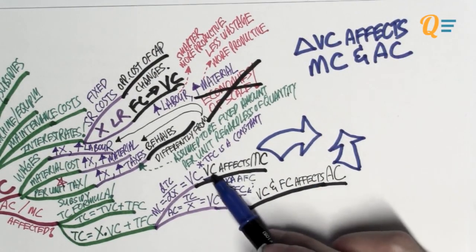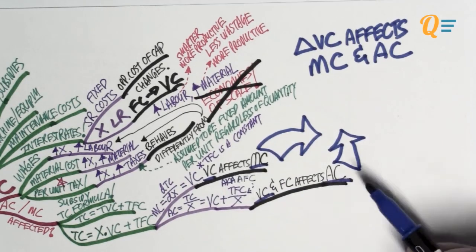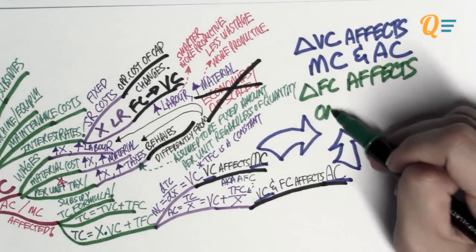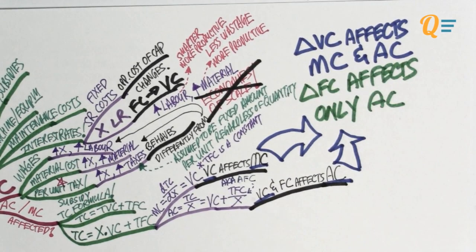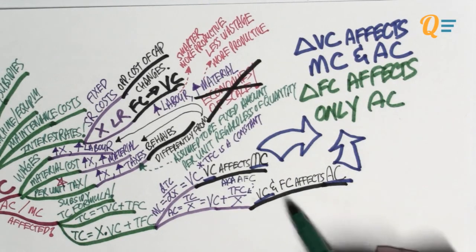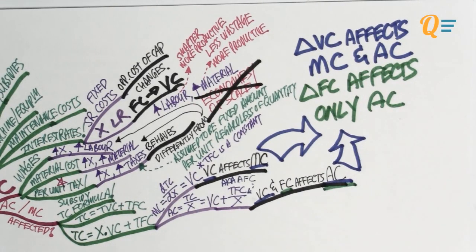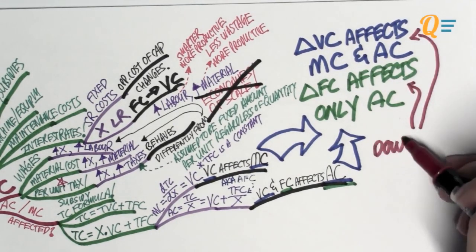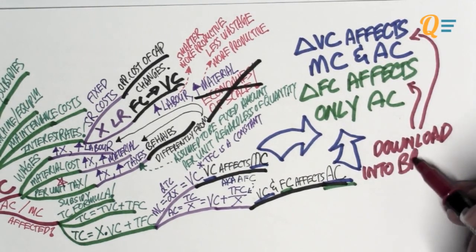That's because VC affects MC and VC affects AC. See, it's simple, right? And a change in fixed cost is going to affect only the average cost. And how do I know that? Well, that's because fixed cost affects average cost. See, it is very easy, right? And what you're going to do is to download this into your brain.